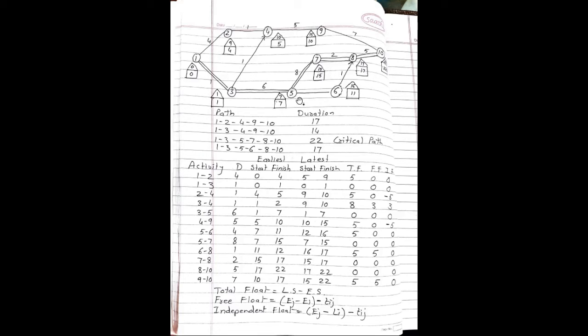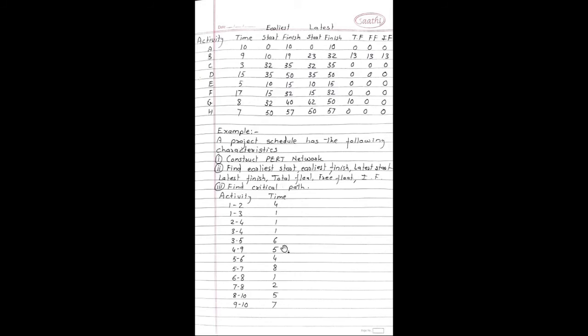7, 5 to 6 duration, 4 units. 5 to 6, 4 units. 7 plus 4 becomes 11. 11 plus 1 is 12 and 15 plus 2 is 17. So the maximum will be 17 here. 17 plus 5 is 22. So the project duration is 22 days.